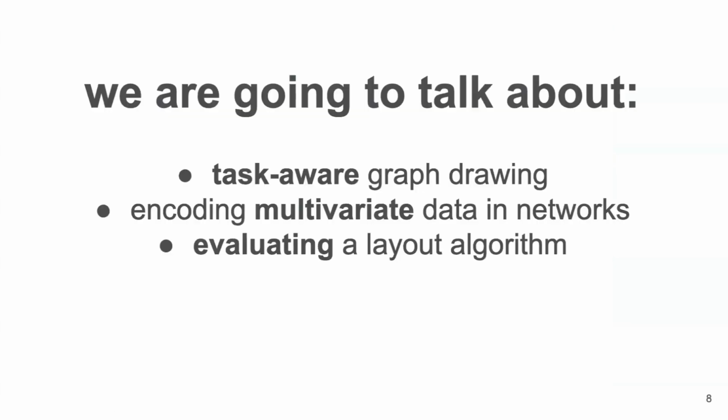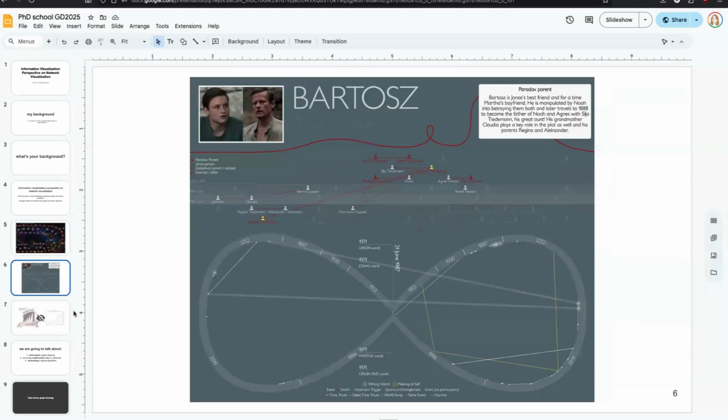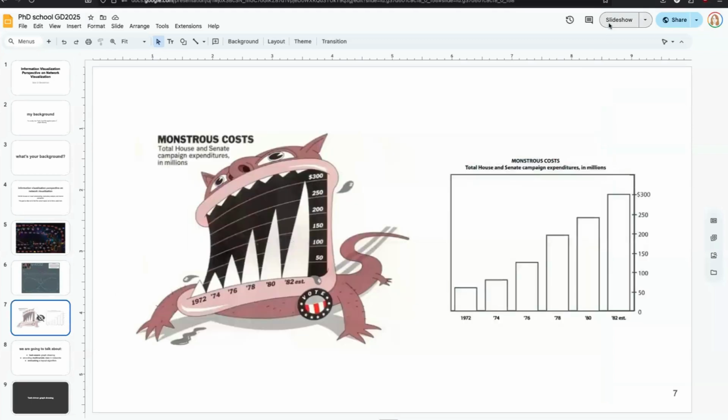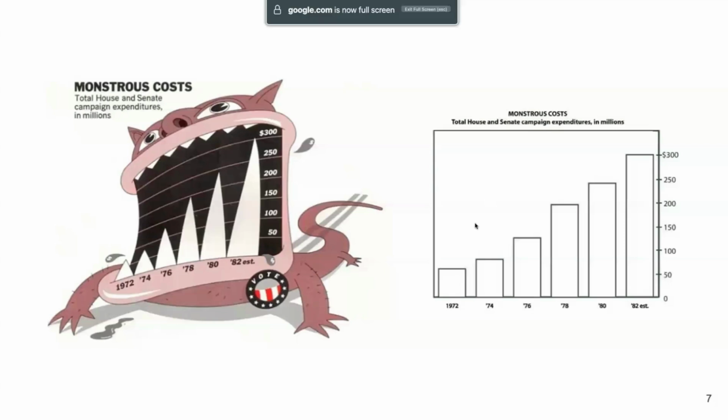Oh, I'm missing a slide here. Oh, I commented it out. Is any of you familiar, for example, with chart junk? This has nothing to do with network visualization, but has anyone seen this before?